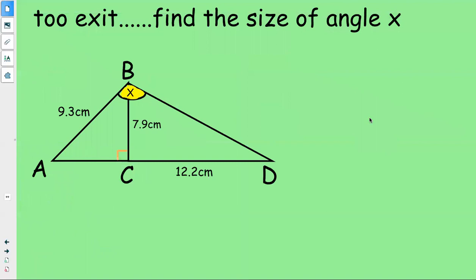Okay, just to end the lesson, this is your plenary, and you want to find the size of the angle marked X. Now remember, what we have learned only works with right angle triangles. You can see there's a right angle here, which means there's also a right angle here. Don't want to give you too many clues, so try and work out the full size of this angle here. How would you do it?